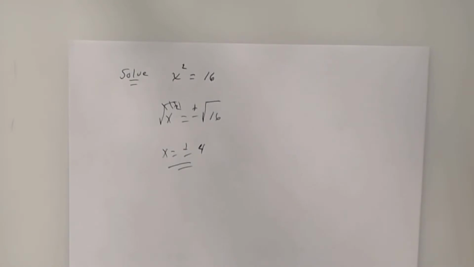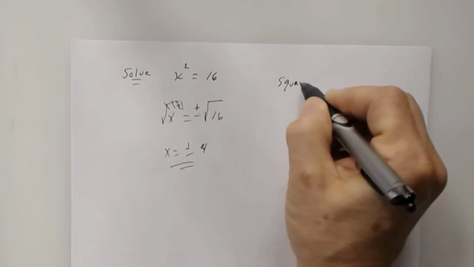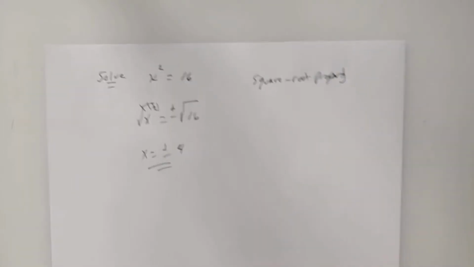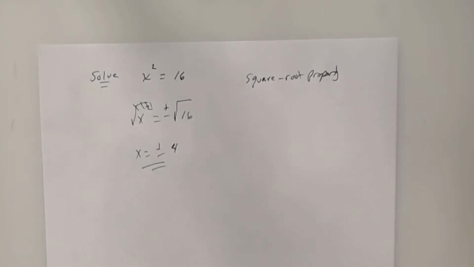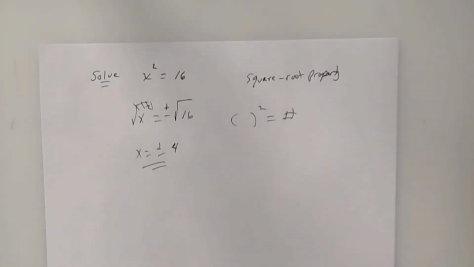Okay? Now, what I've just used is called the square root property. The square root property becomes handy if your quadratic equation is written in this form. Something squared equal a number.